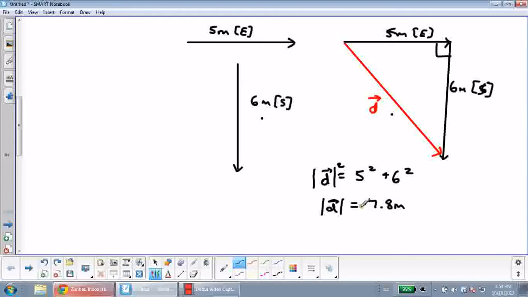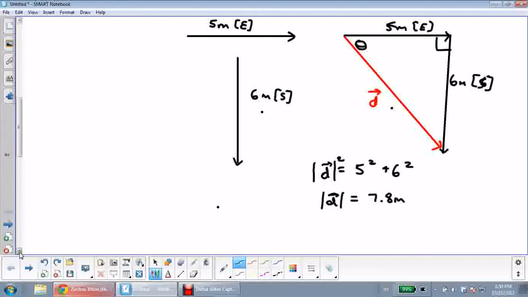Hooray, I'm done! No, you're not done. We need to be able to say in what direction this is going. I need this angle right here. So I'm going to find that angle right there using a trigonometry identity.